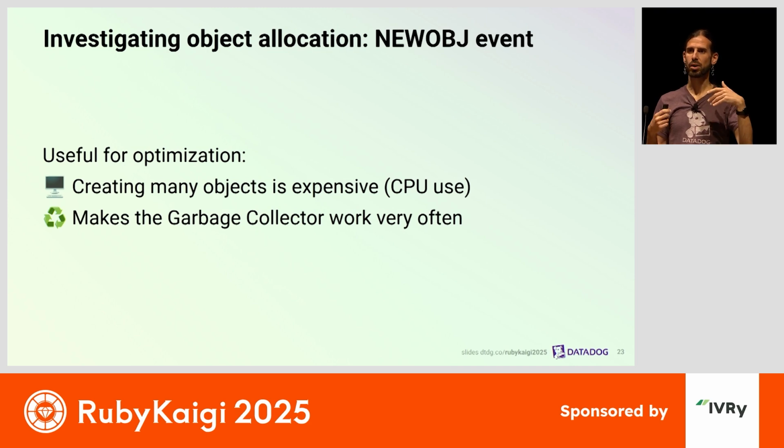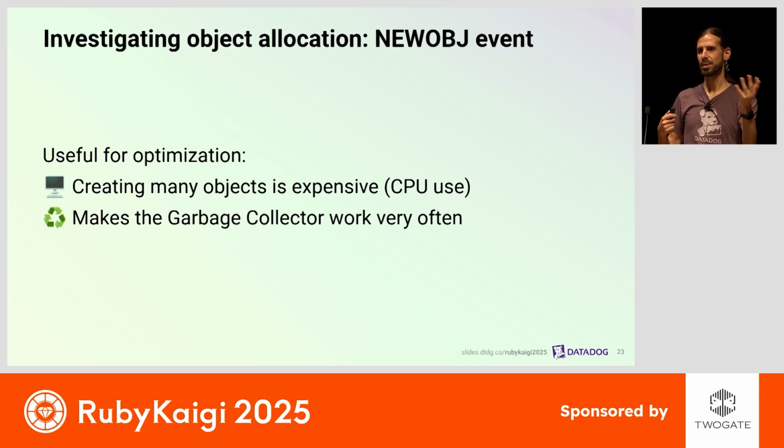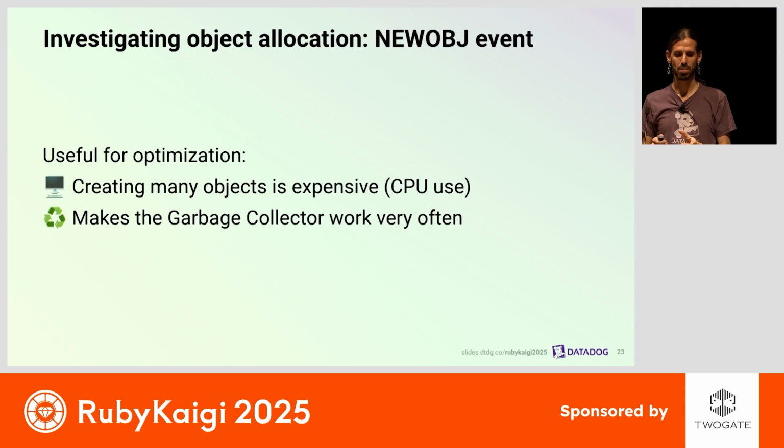Because if you are creating too many objects, this gets expensive for two reasons. One is that creating many objects uses up CPU. You're doing a lot of work to create those objects. And then a bit of time after that, Ruby will have to clean up all of those objects as they become garbage. So when you create a lot of objects, you add overhead in two places: in creating the objects and in collecting all of those objects with the garbage collection.